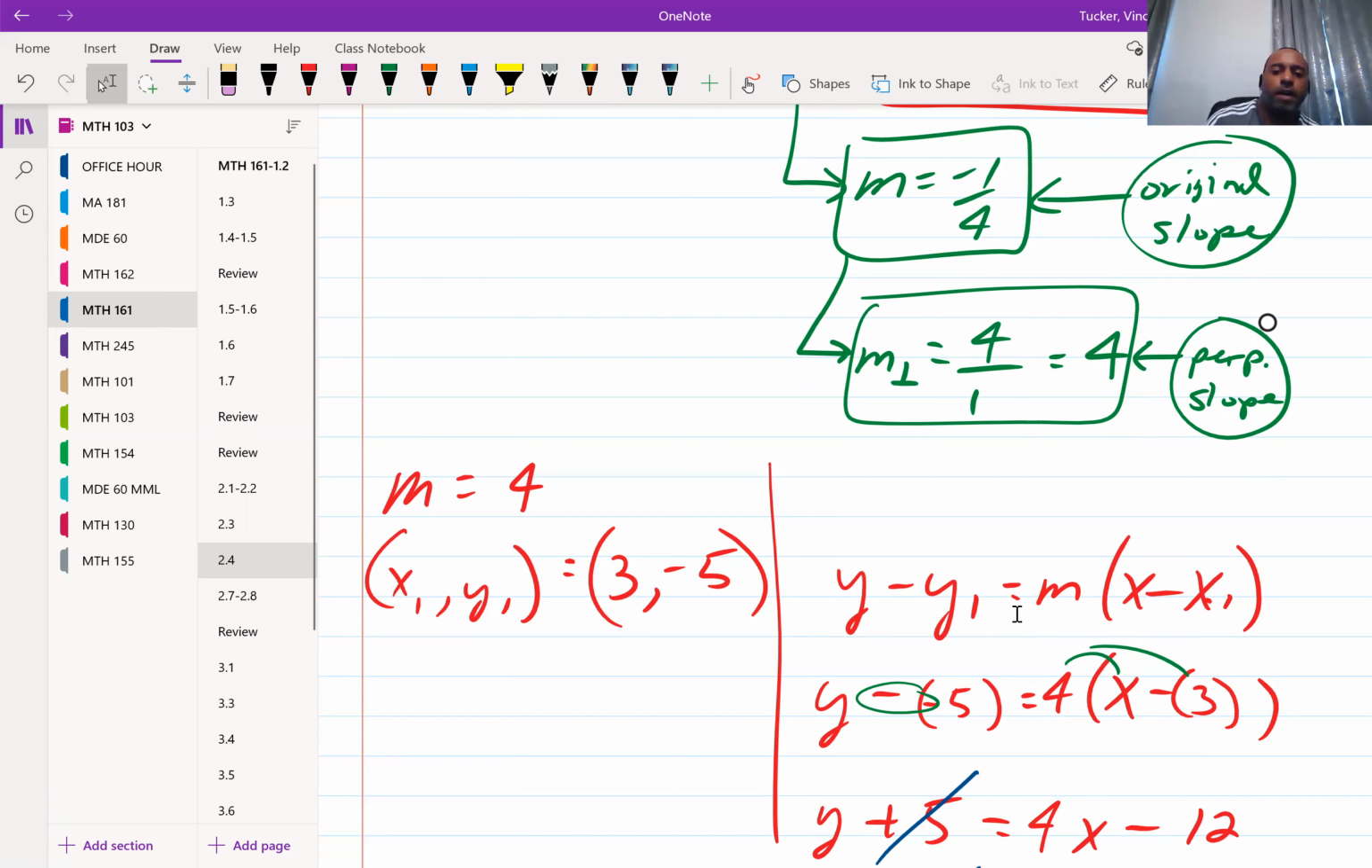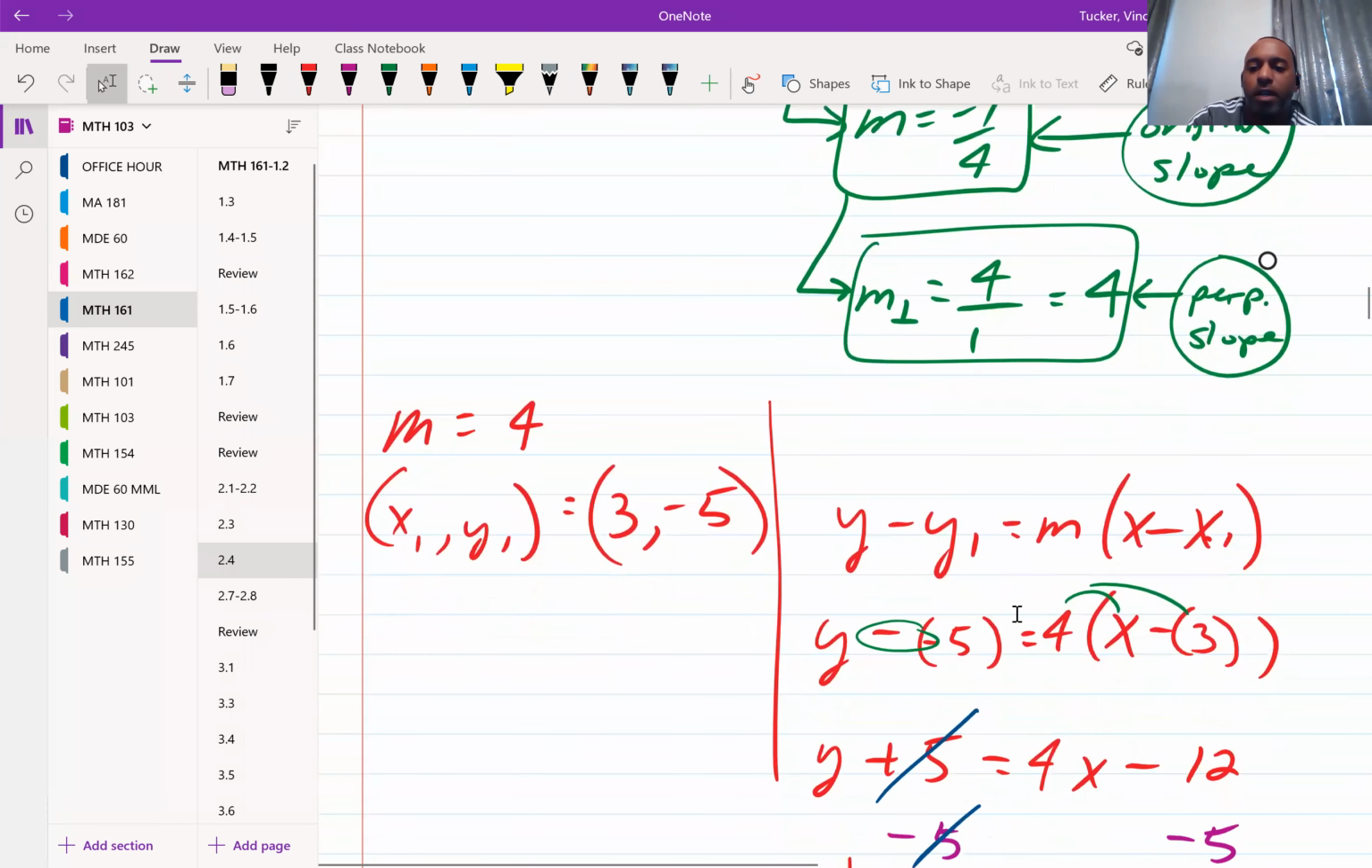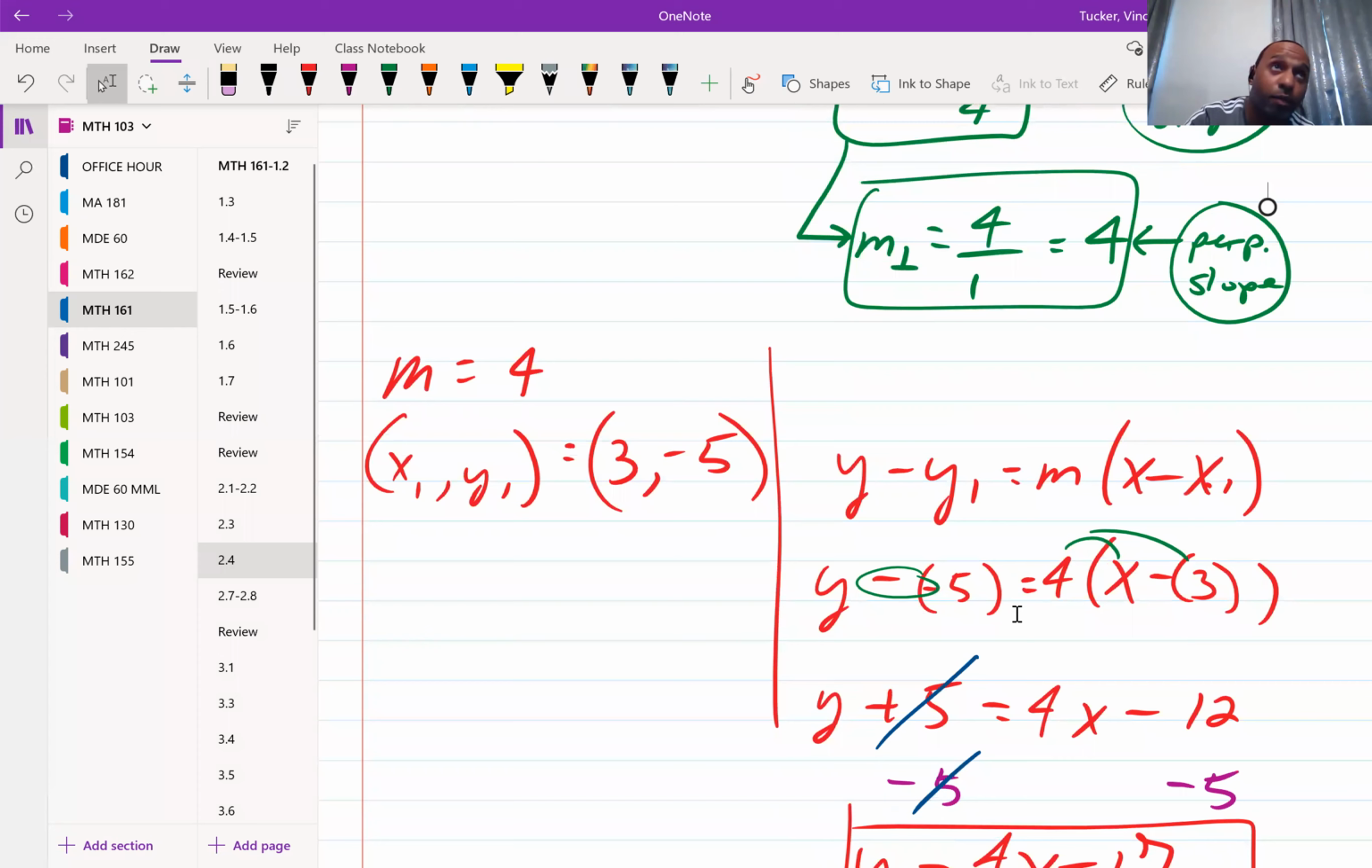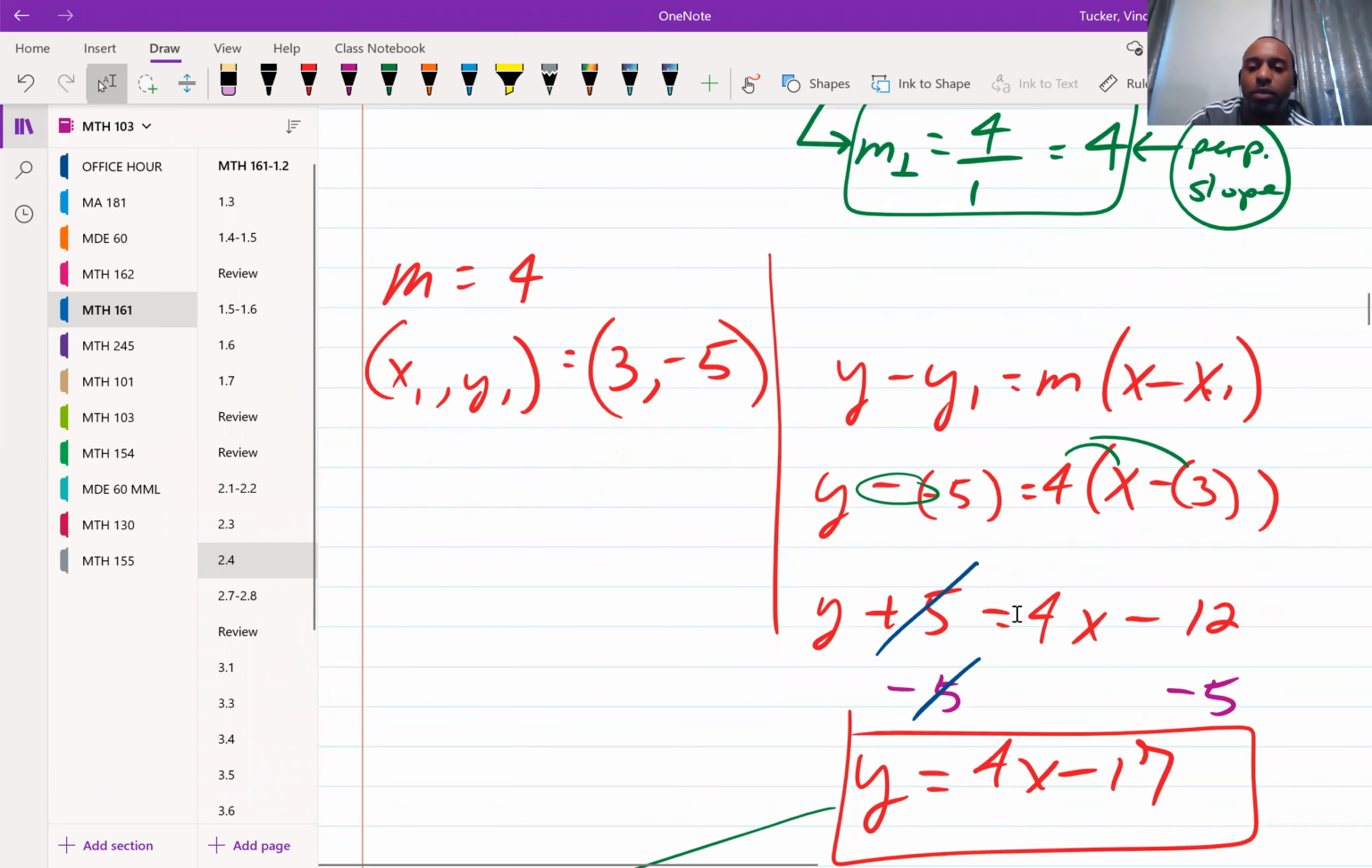So -5 goes to +5 because of the minus sign. Then we have 4 times x, 4 times 3, which is 12. So we have 4x minus 12, excuse me. And then if I subtract 5 from both sides, that'll give us y equal to 4x minus 17.